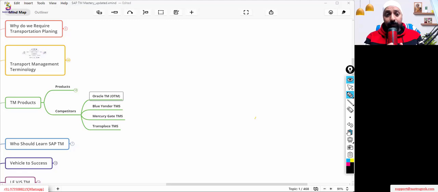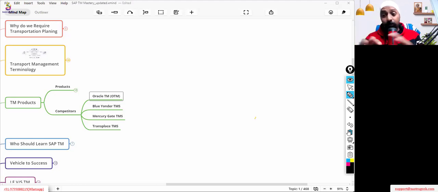But once you learn SAP TM, I can assure you, if you are a little bit explorative in nature, if you understand the business processes, if you understand how transport management happens in SAP TM, then in future, if Blue Yonder or Oracle upgrade themselves, it would be very easy for you to switch from one tool to another. Just have an open mindset, and the ability and zeal to learn and be explorative in nature. You would be able to switch.